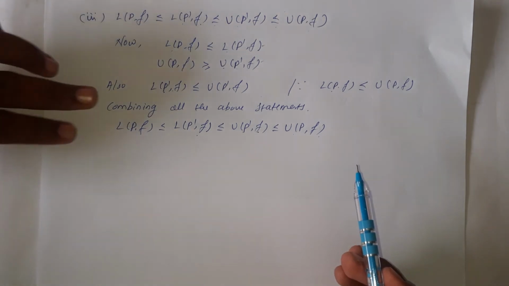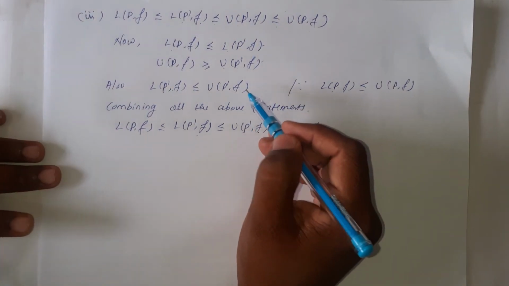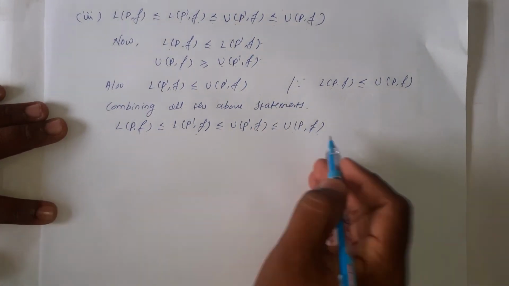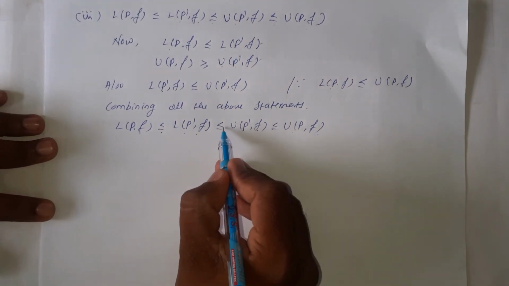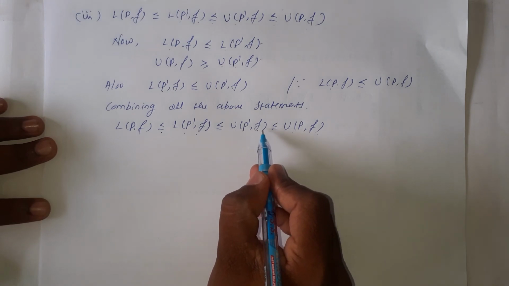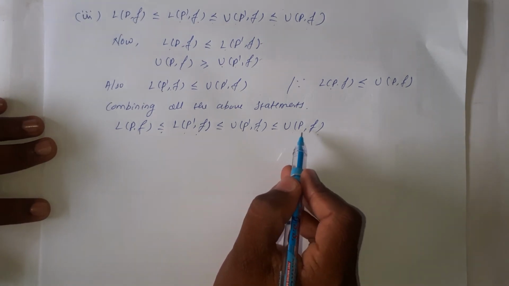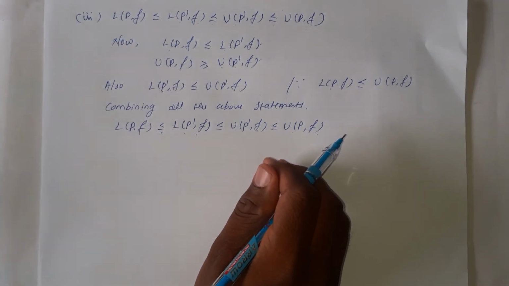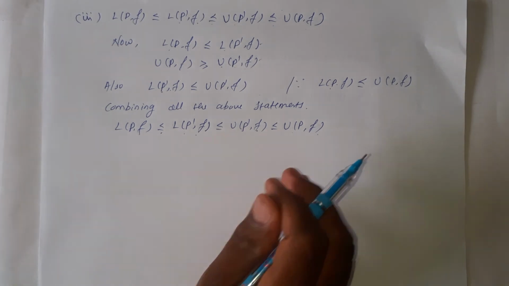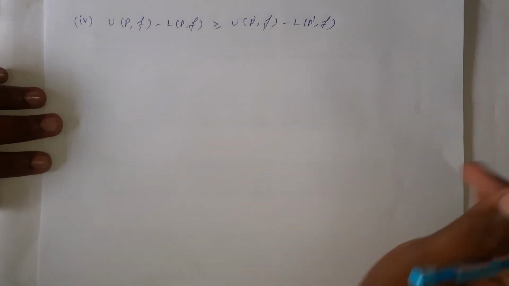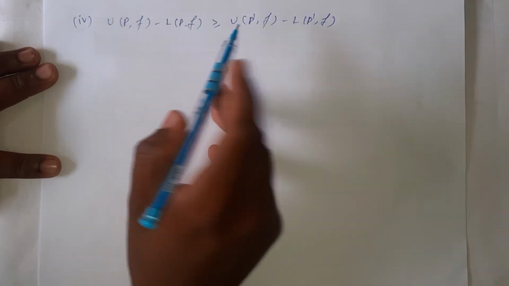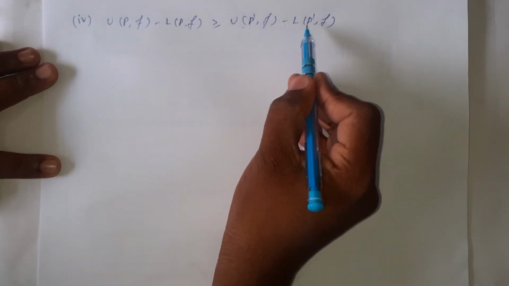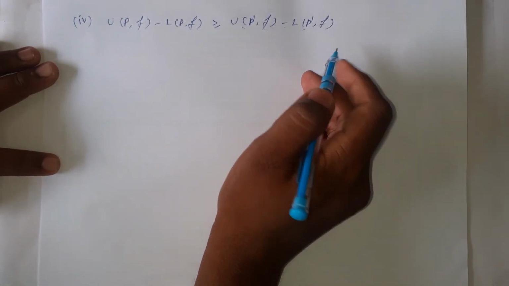Then by the combination of all these three results we can write the desired result, that is LPF less than or equal to LP dash F less than or equal to UP dash F less than or equal to UPF. And let us prove the fourth result. The fourth result is UPF minus LPF greater than or equal to UP dash F minus LP dash F.